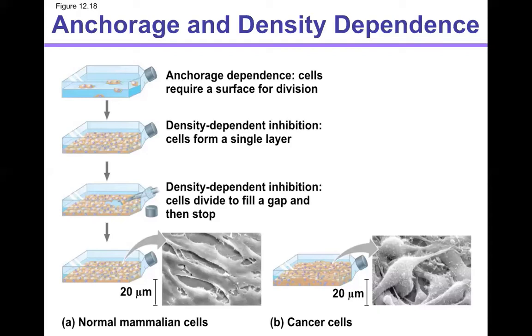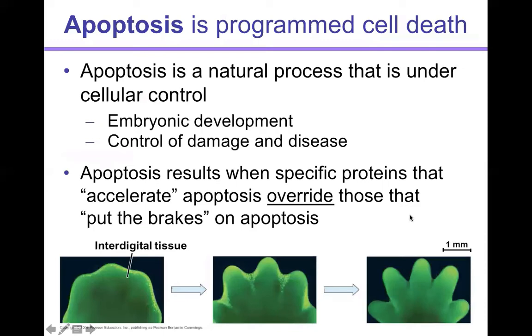Okay, so you can see there are many checkpoints, signals, internal and external, that control whether or not we will proceed, right? And this is for production of new cells. But it's not just production of new cells that's under cell control. It is also cell death. And cell death is referred to as apoptosis. Apoptosis is basically when the cell says, this cell, this cell, this cell, they should be eliminated. Okay, it's a natural process.